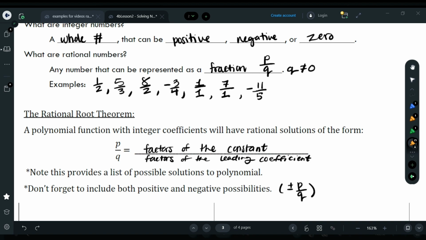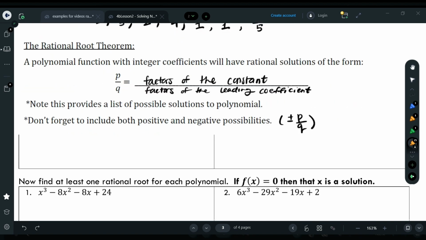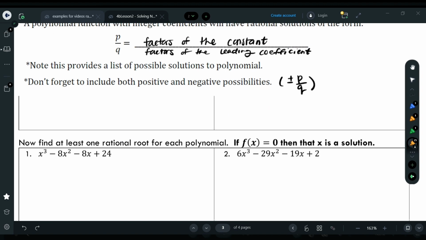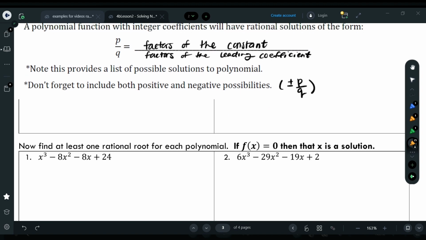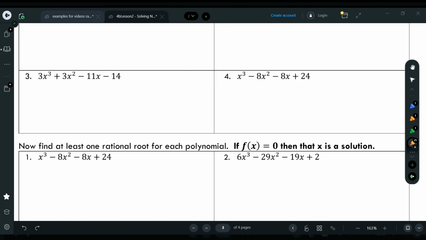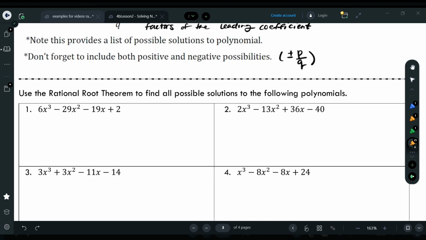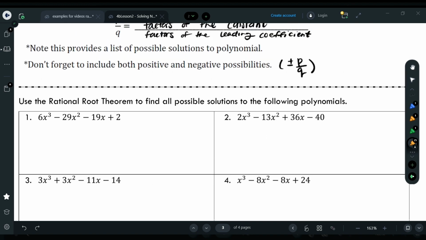All right, a polynomial function with integer coefficients. And you know what? That's all that we're dealing with here is integer coefficients. Like if you look at these problems, all of our coefficients are whole numbers. These are the only equations that we're dealing with. So everything that we're dealing with has integer coefficients, so the rational root theorem is going to apply.